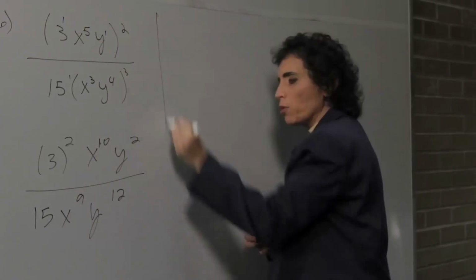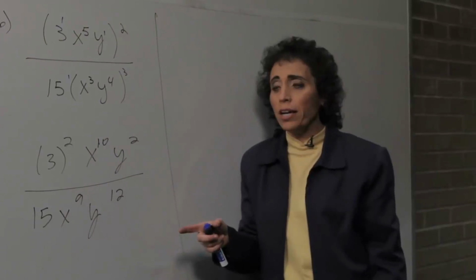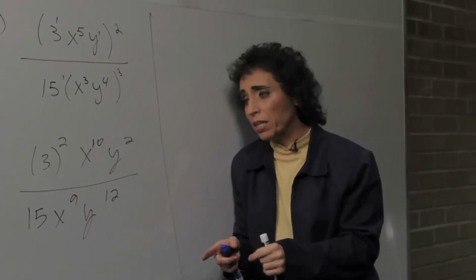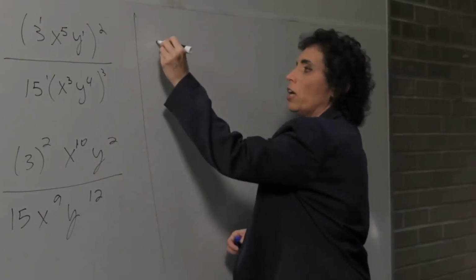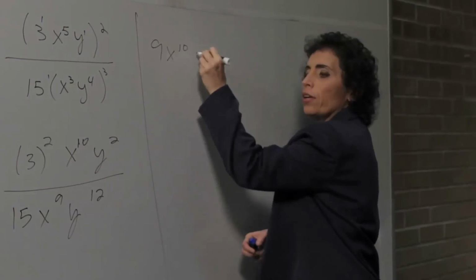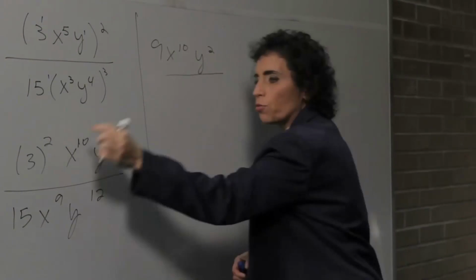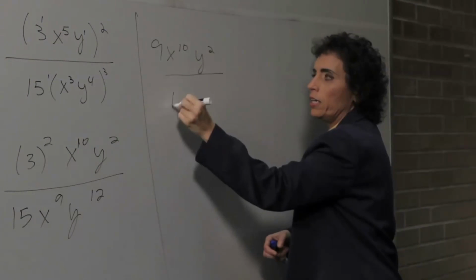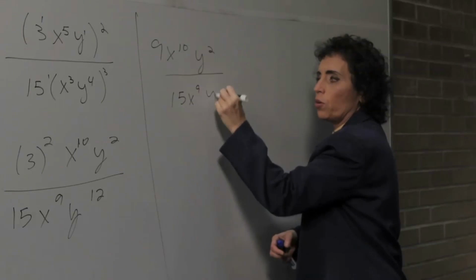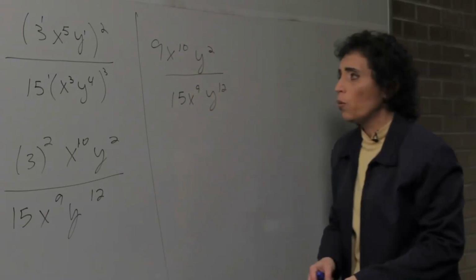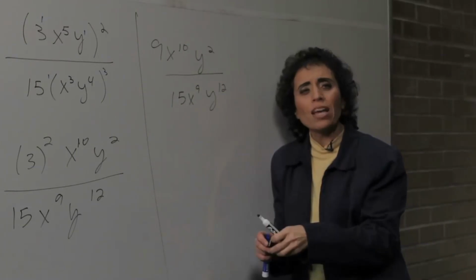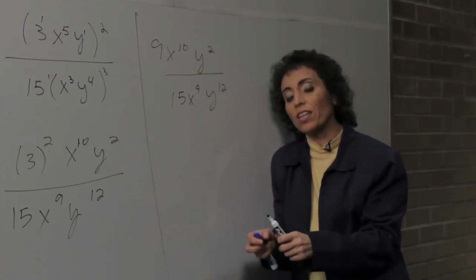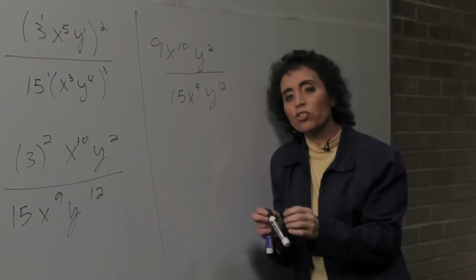Now, I am going to deal with this, and I'll tell you why. We have numbers top and bottom here, and letters, so I'm going to reduce. So 3 squared is 9, x to the 10th, y squared. 3 squared is 9, that's where I got that 9. 15x to the 9th, y to the 12th. Okay, here we go. We're going to reduce. Remember, when we reduce or divide, we reduce the numbers and we subtract the exponents of the common base, leaving your answer where the bigger one is.